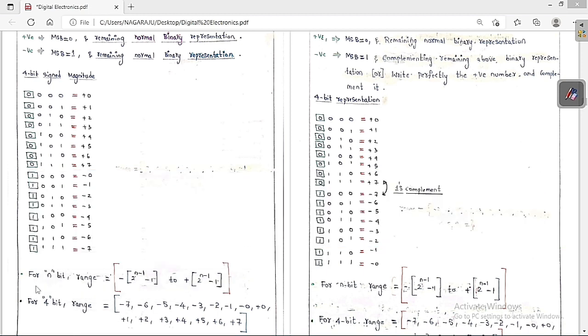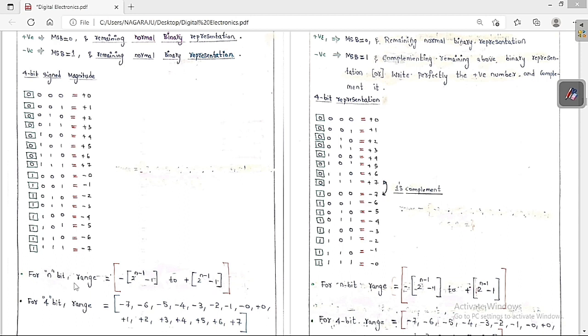So now you can see the range for n bits. For n bits, what is the range? I already told you: out of 4 bits, we are negating 1 bit. So therefore, you have to remove 1 from n. Basically it is reading from minus 2 to the power of n minus 1 to plus 2 to the power of n minus 1, minus 1. So this is the important point that you always need to remember.